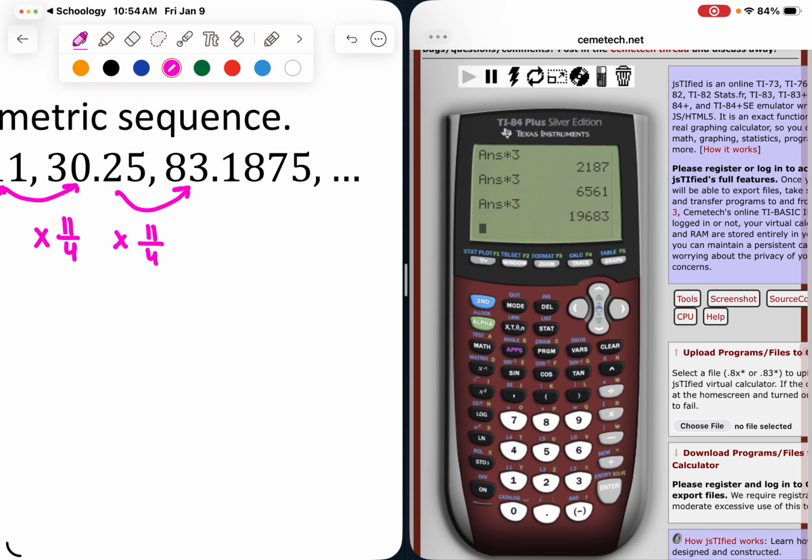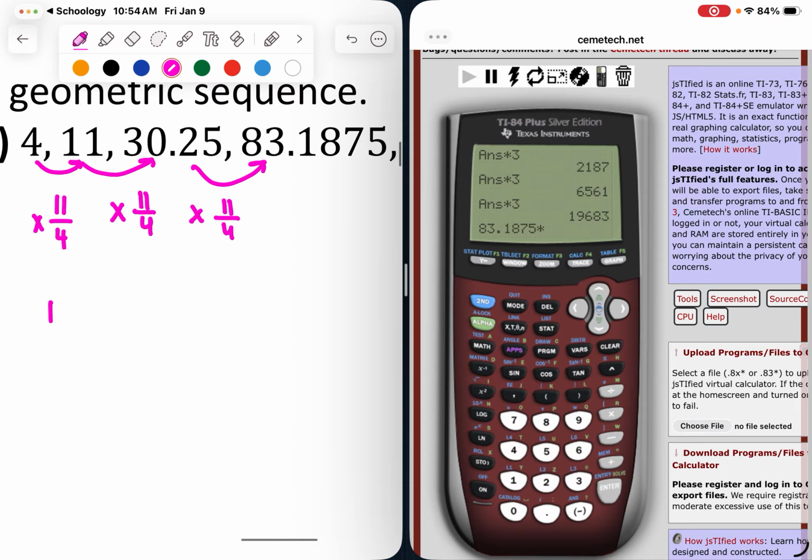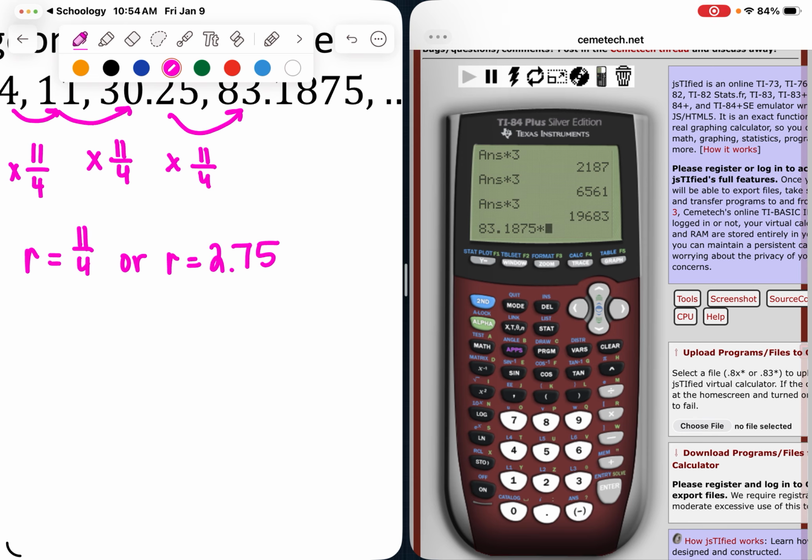So I'm going to do 83.1875 times, and you can do 11/4 or you can do 2.75. Either one. So I'm going to say r is 11/4 or r is 2.75. If it was like 1/3, I'm not putting 0.3 repeating, I'm putting 1/3, right? So the next three terms I'm going to do times 2.75 or times 11/4.